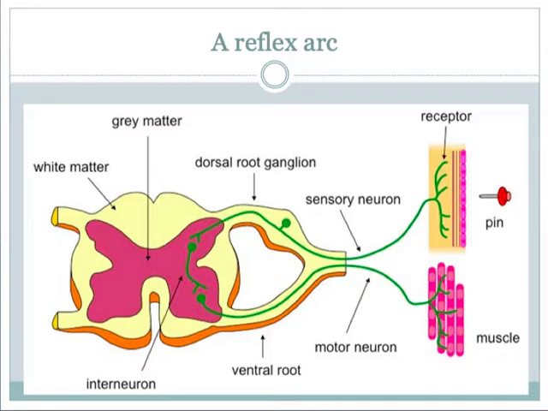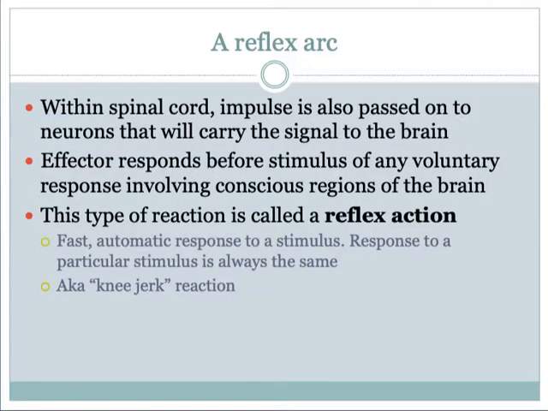This type of response, where the effector responds to the stimulus before there is any voluntary response involving the conscious regions of the brain, is called a reflex action. It is a fast, automatic response to a stimulus. The response to each specific stimulus is always the same. Reflex actions are a very useful way of responding to danger signals, like if you touch something really hot or there's an object flying towards you. They're often called knee-jerk reactions.